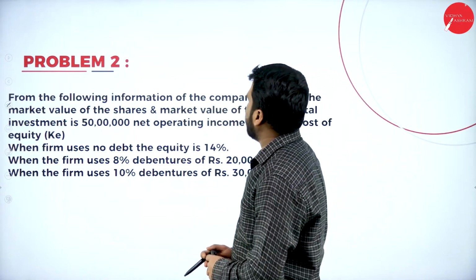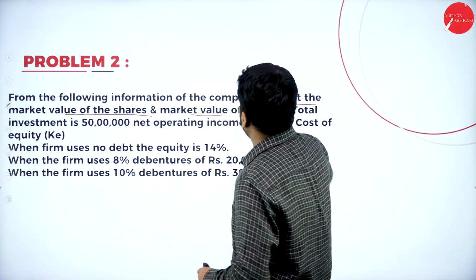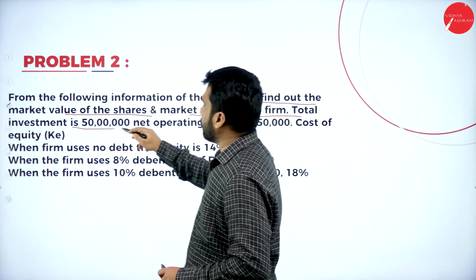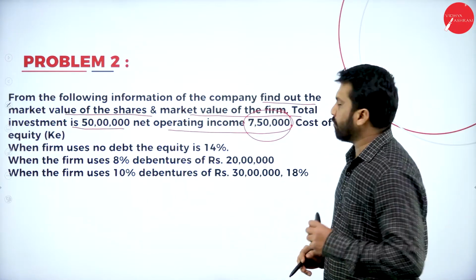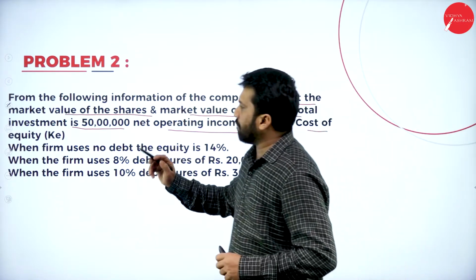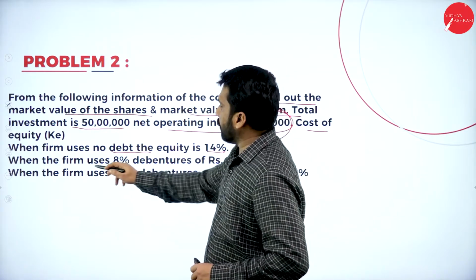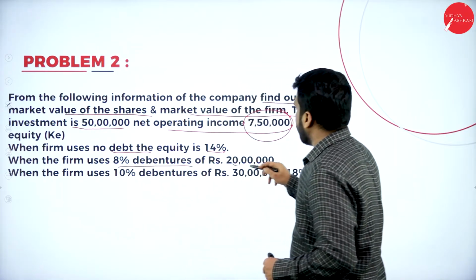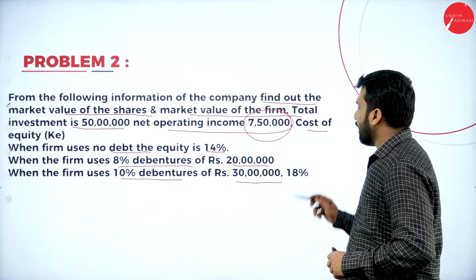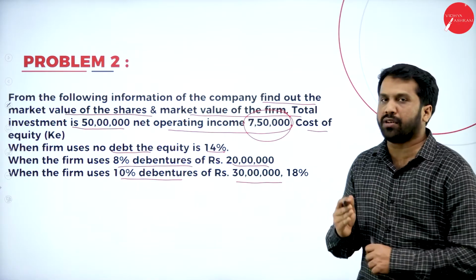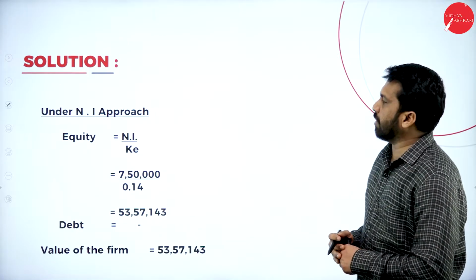From the following information of a company, find out the market value of the shares and the market value of the firm. Total investment is 50 lakh. Net operating income, how much is the operating income? 7,50,000. Cost of equity: when the firm uses no debenture, 14%. When the firm uses 8% debenture of 20 lakh, 16%. When the firm uses 10% debenture of 30 lakh, 18%. Hope you are clear. Yes. Now we'll go first with the NI approach.